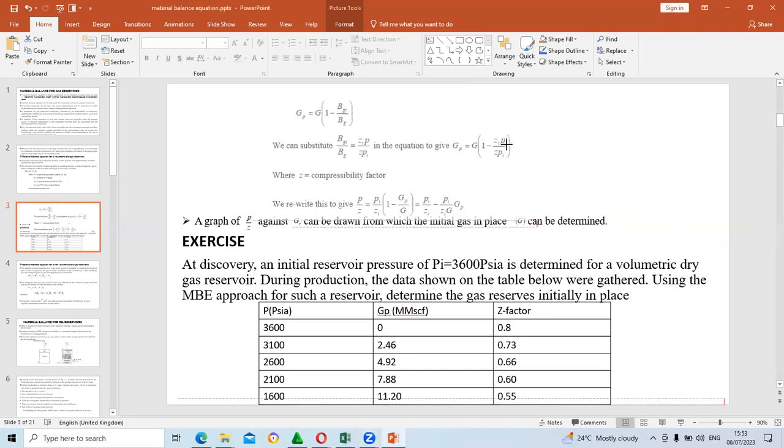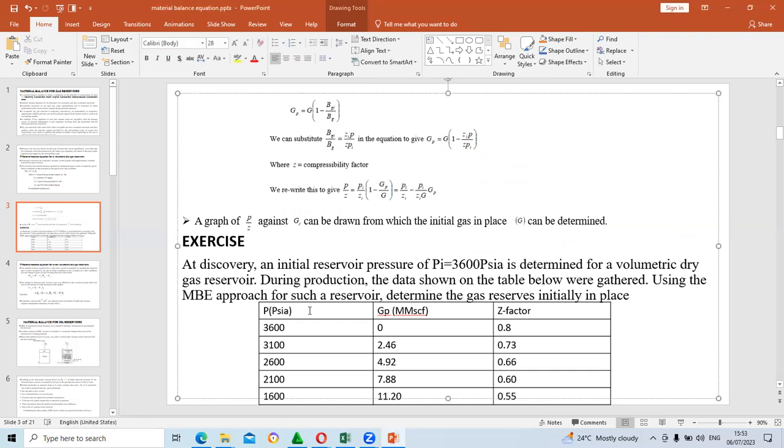All right, so I'll reduce this back. Now, we say at discovery, an initial reservoir pressure of Pi equal 3,600 psi is determined for a volumetric dry gas reservoir. During production, the data shown on the table below were gathered. Using the material balance equation approach for such a reservoir, determine the gas reserve initially in place.